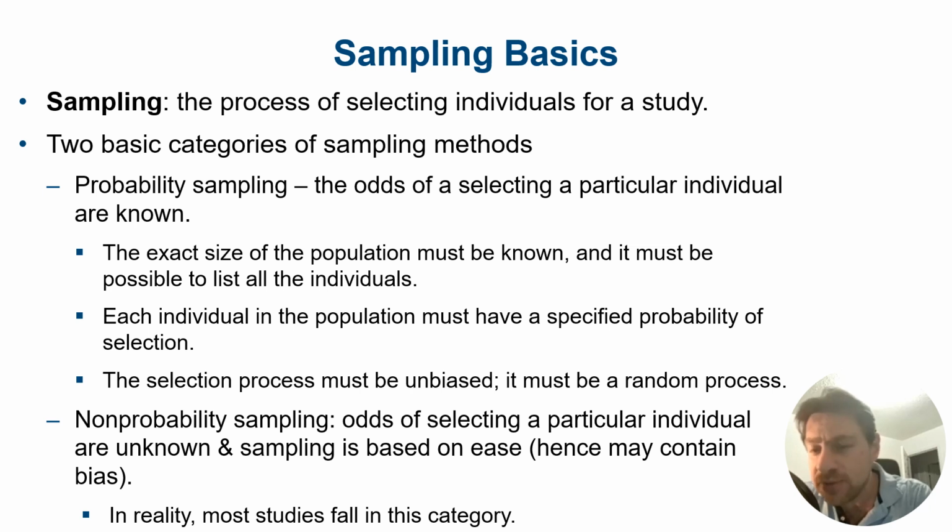Now, the other category of sampling is called non-probability sampling. And this is when the odds of selecting a particular individual are unknown, and when sampling is based on ease or accessibility. Sampling people that you can get practically, pragmatically speaking. And sampling that's based on ease or accessibility may contain bias. Some people may be more likely to be chosen into your study than other people for arbitrary reasons. Now, in reality, most studies in psychology will fall into the category of non-probability sampling, when the odds of selecting a particular individual are not fully known, and sampling is based on ease and may therefore contain all kinds of biases.